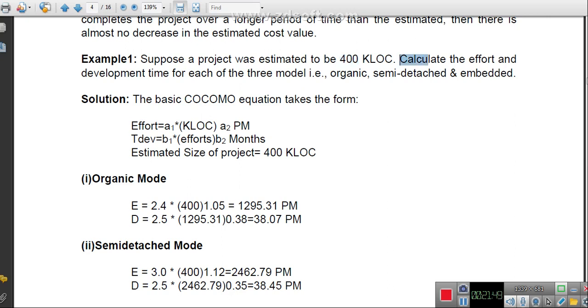आगे क्या बोला है? Calculate the efforts and the development time for each of the 3 models, that is organic, semi-detached and embedded. You have to calculate how much effort is required to complete the project, which would be your organic, semi-detached and embedded. Are you getting? ये एम्बेडेड का है, लेकिन उन्होंने ऐसा बोला है कि तीनों जो टाइप है, जो तीनों कैटेगरी है प्रोजेक्ट की, उसके लिए आप बताओ कितना एफर्ट लगेगा.